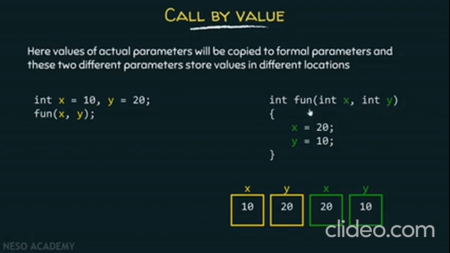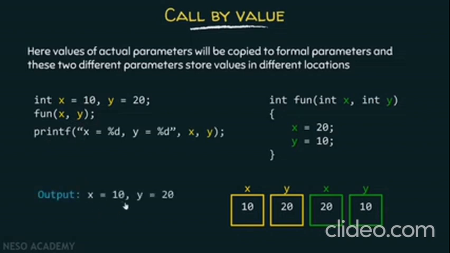When this function procedure finishes, we get back to this calling procedure. Then this variable will get destroyed. Whatever changes made in this variable will not get reflected back to this variable. If you try to print the values of x and y, the output is x equal to 10 and y equal to 20, which are the original values. This is what we need to understand about the call by value.